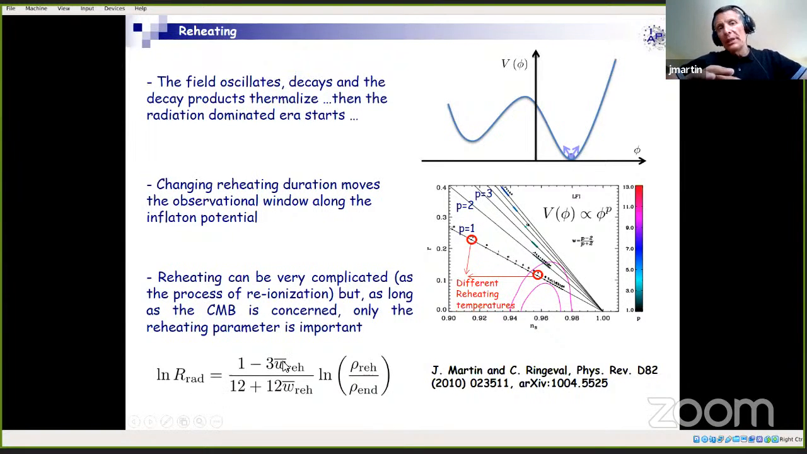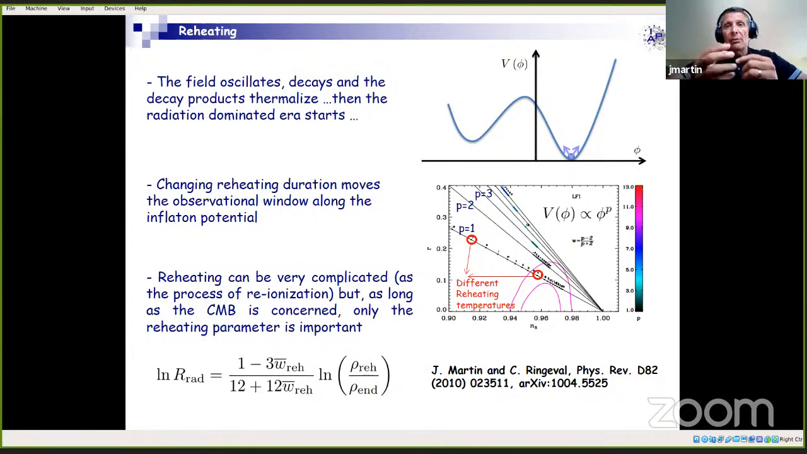And W reheating is the mean value of the equation of state during reheating. And this parameter is the only one you can constrain using this method. So I have no time to really discuss the origin of this parameter, but there is a consistency check, which I think is very intuitive and which may help to understand why this parameter is relevant. And the consistency check is the following.